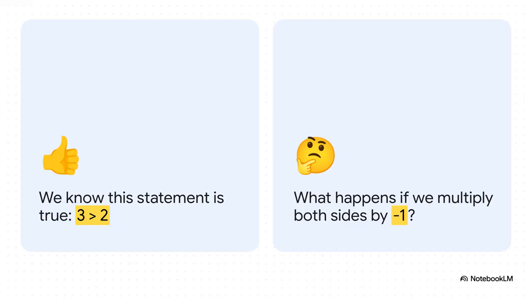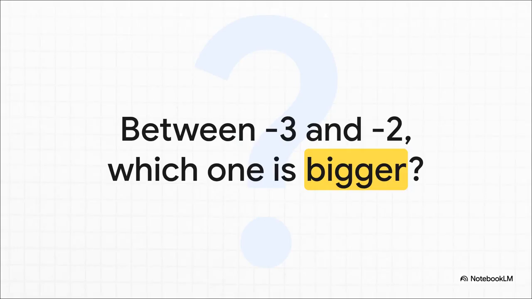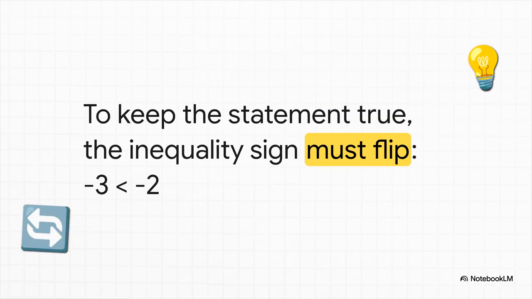Let's actually see this in action, because it can feel a little weird at first. I think we can all agree that 3 is greater than 2. It's a simple, undeniable fact. Okay, so what happens if we take both sides and multiply them by -1? All of a sudden, we're comparing -3 and -2. Just picture a number line in your head. Which one of those is actually bigger, further to the right? The whole relationship just got turned upside down, didn't it? And there it is. This is the perfect illustration of that rule. To keep the statement true, the sign has to flip. -3 is now less than -2. This is the one thing you have to remember, the absolute core property that makes inequalities so unique.